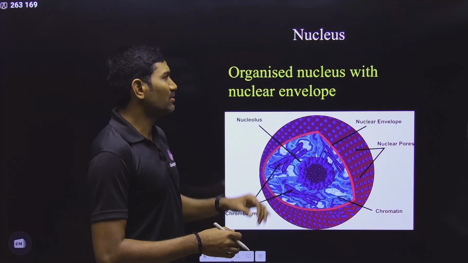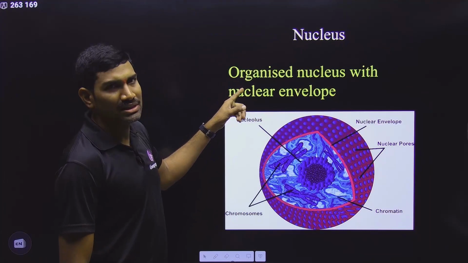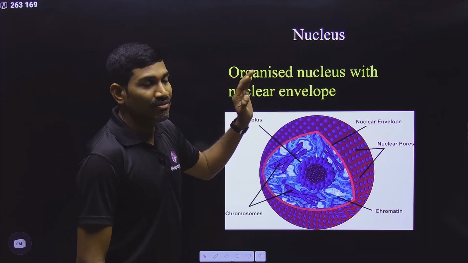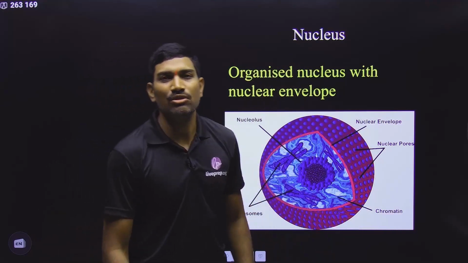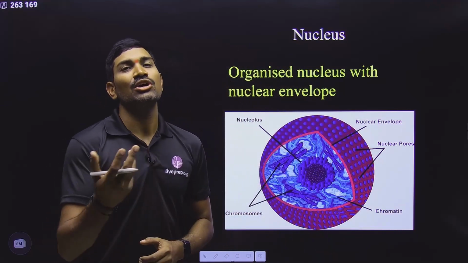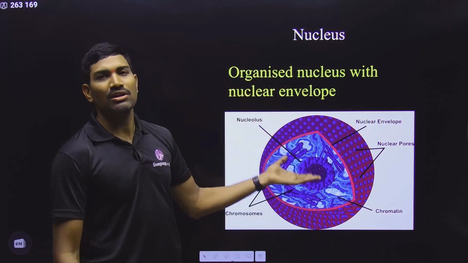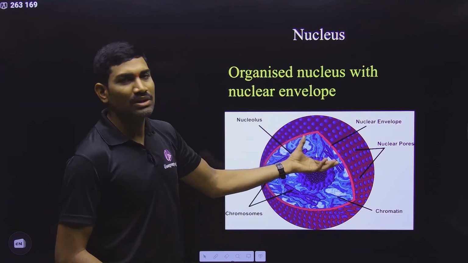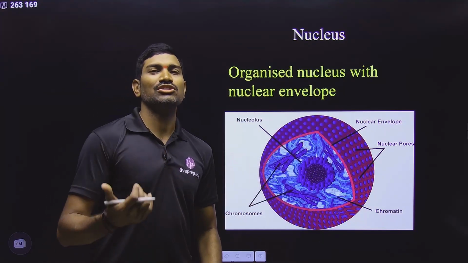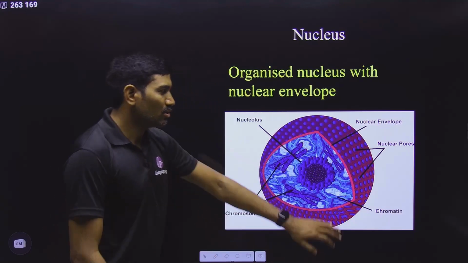Regarding the nucleus they are talking. So here regarding nucleus, what they are saying is: organized nucleus with nuclear envelope is present in the case of eukaryotes, but it is not present in prokaryotes. That's why this is called eukaryotic. Eu means what? True. Karyon means nucleus. So true nucleus is present in these cells, but in the case of prokaryotes, true nucleus is not present.